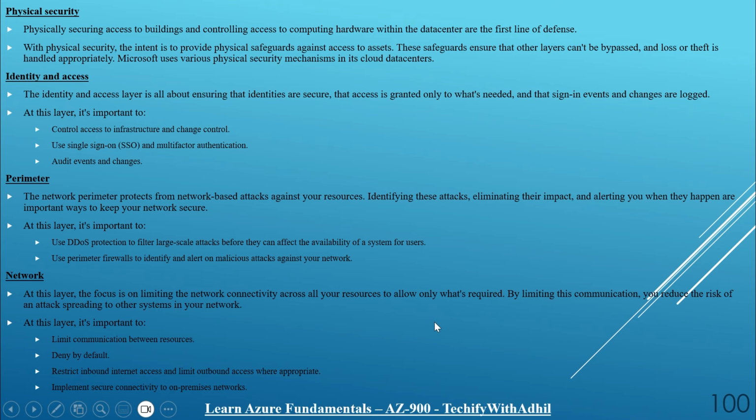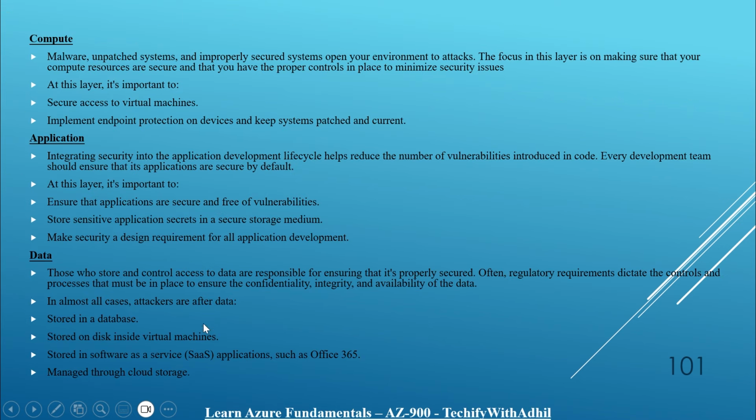For the compute layer, malware, unpatched systems, and improperly secured systems open your environment to attack. The focus in this layer is on making sure that your compute resources, say virtual machines, are secure, and that you have the proper controls in place to minimize security issues. At this layer, it's important to secure access to the virtual machine, implement endpoint protection on devices, and keep the systems patched and current. Because if you have control of all the other things, but the machine is unpatched and has a lot of malware or bugs in it, then it becomes vulnerable to attack very easily.